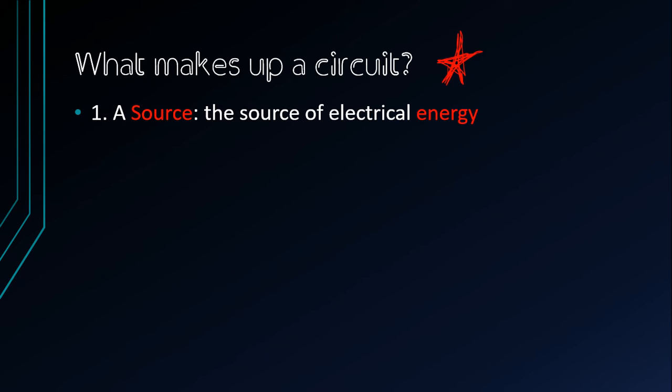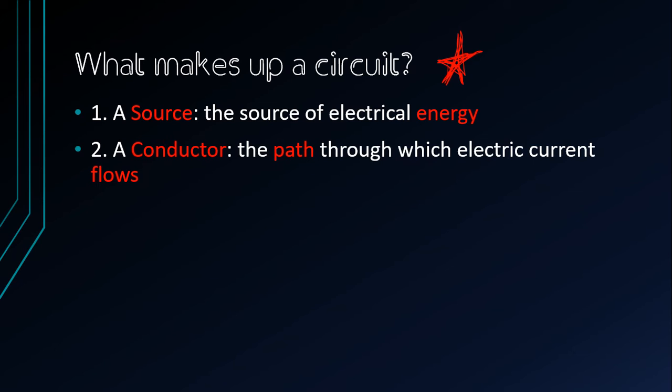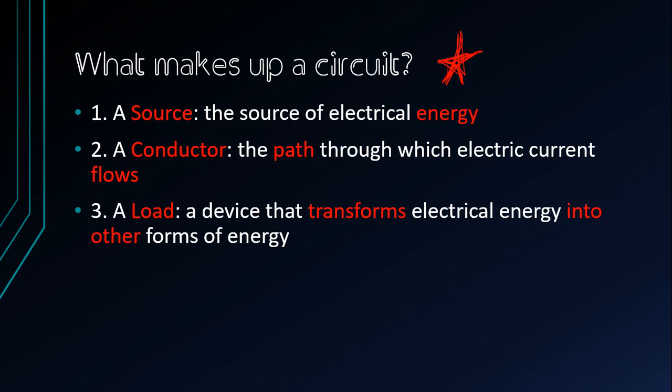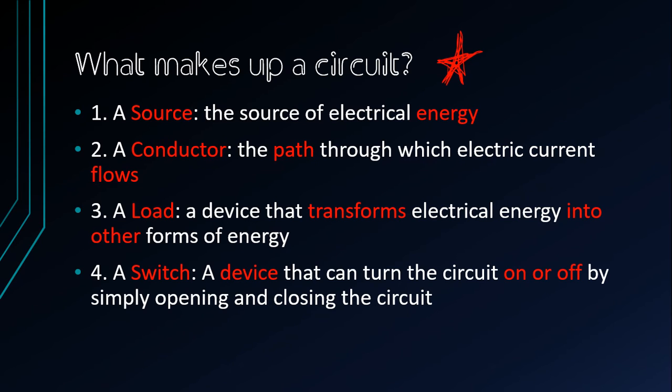The first thing we need is a source, and that's the source of electrical energy. Then we need a conductor, which is the path through which the electric current flows. So a source, a conductor. Then we need a load, which is the device that transforms electrical energy into other forms of energy. So this could be a motor or a light or a buzzer. And fourth, we have a switch, which is the device that can turn the circuit on or off by simply opening and closing the circuit. So those are the 4 parts of the circuit. They're really important.